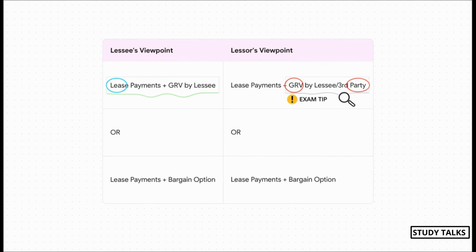Now lean in for this one, because this is where it gets interesting. The definition of MLP is slightly different depending on whose shoes you're in. For the lessee, it's their payments plus any residual value they've personally guaranteed. But for the lessor, it's their payments plus any residual value guaranteed by the lessee or a third party. It's a subtle difference, but it's exactly the kind of trap ICAI loves to set. This is where marks are often lost.